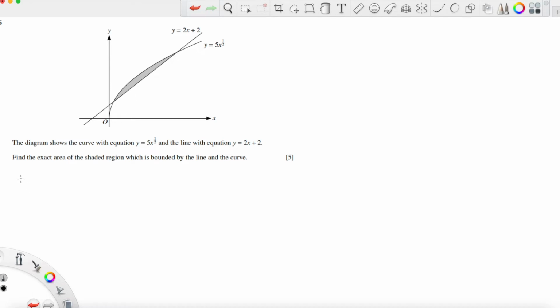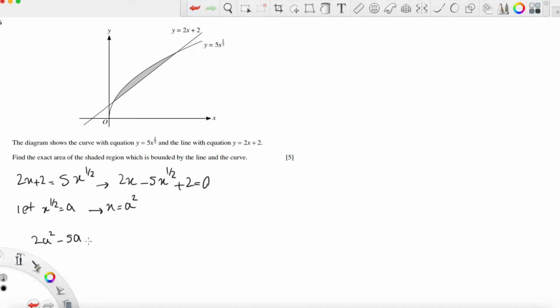So we need to solve the equation 2x plus 2 is equal to 5x to the power of half. I transfer 5x to the power of half to the left hand side and write in order 2x minus 5x to the power of half plus 2 is equal to 0. So I use substitution. Let x to the power of half be, for example, a. So the equation turns to be, and then x will be a squared, 2a squared minus 5a plus 2 is equal to 0.